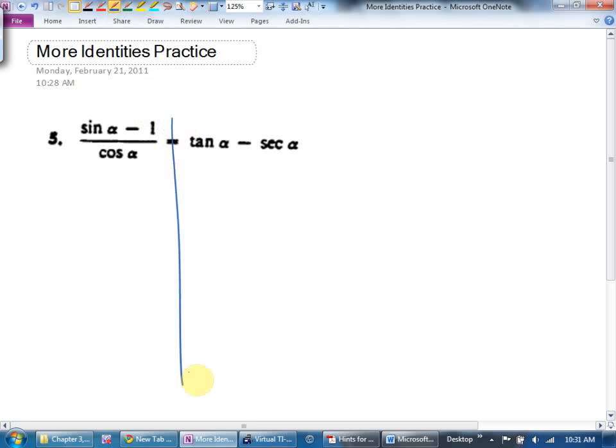Here's our wonderful tea table. If you really want to, you can do that as well. I usually don't bother, but here it is. Which side's uglier? Well, right now I'm kind of looking at the left side as being uglier because it's a fraction. But are there any squareds on the left side? No. Is everything already in terms of sine and cos on the left side? Are there any tangents or cotangents or secants or cosecants? We can't do anything with the left side, even though it's uglier.